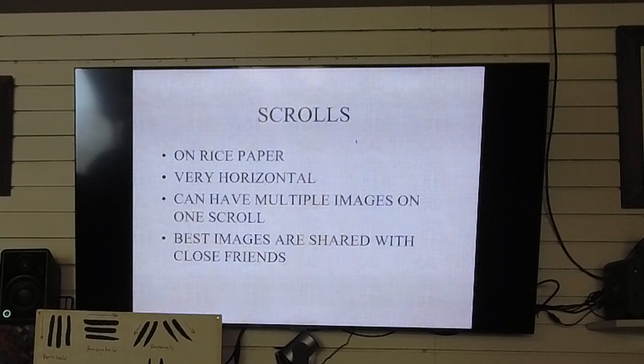Okay, now the scrolls, like I said, they have lots of them at the Nelson. The scrolls are very long, and they're usually rice paper. And the whole scene will be very horizontal, but it won't be just one scene. They'll have a nice long landscape, and then they'll write a little story or something about this one. Then they'll paint another one, and they'll roll up that one. And they keep doing that for a long time. So they're very, very long. So if you go to the Nelson Art Gallery, you'll see, my goodness, that's only one section. It's really long. And they'll have, like I said, multiple images.